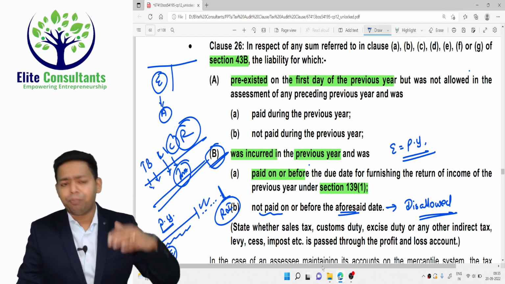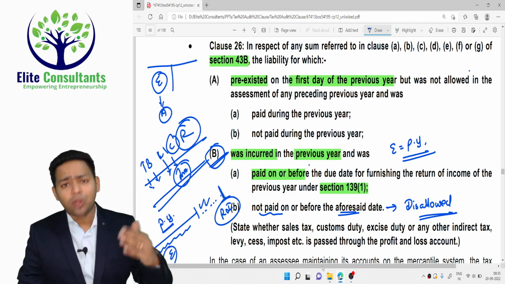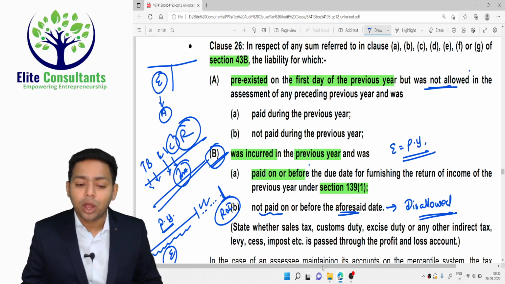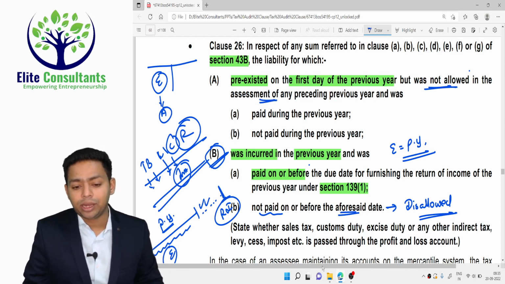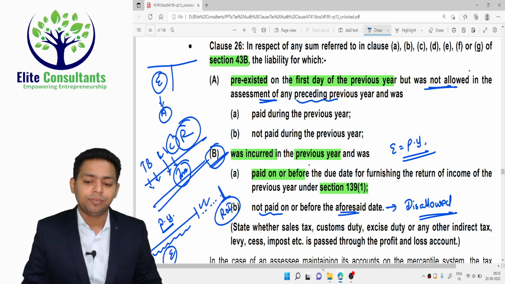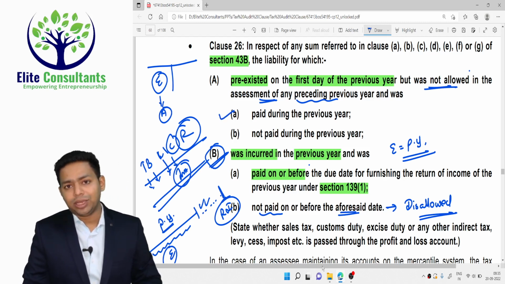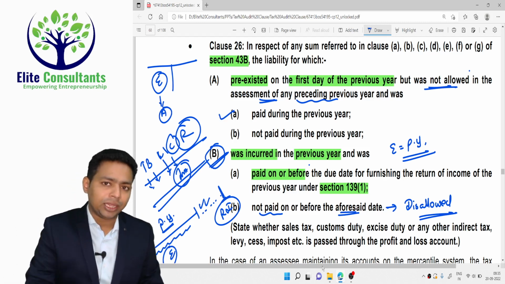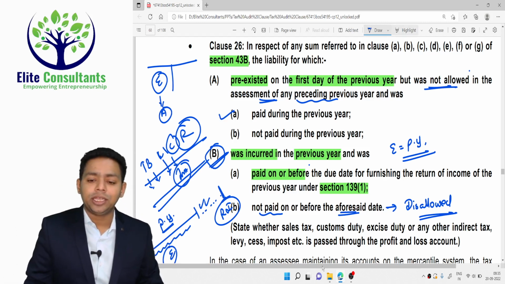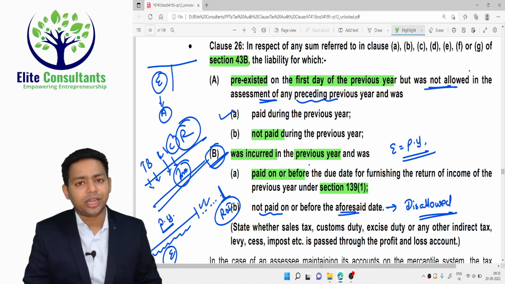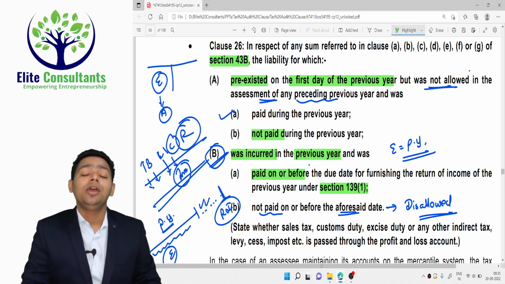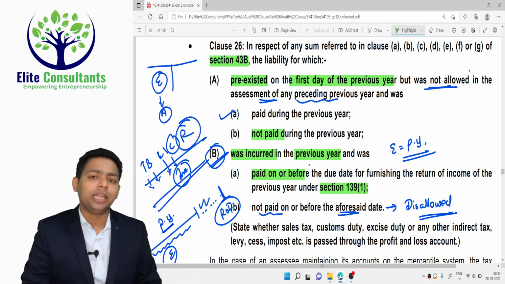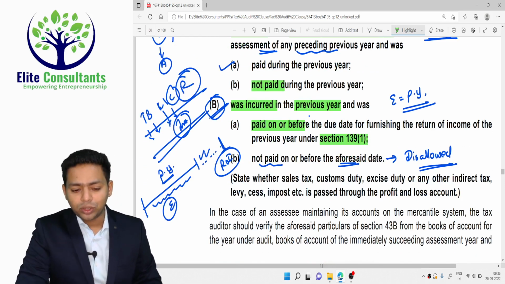It belongs to some other previous year in which it was not paid. Pre-existed on the first day of the previous year but was not allowed in the assessment year of any preceding previous year and was paid during the previous year. If you have paid during this year, then you have to put the comment, yes, it was paid in this year. If it is not paid in this year, then obviously here the assessee will not get the deduction, but at least the reporting will happen that okay, it belongs to 17-18, but still it is not paid. Okay, so this is how it is.